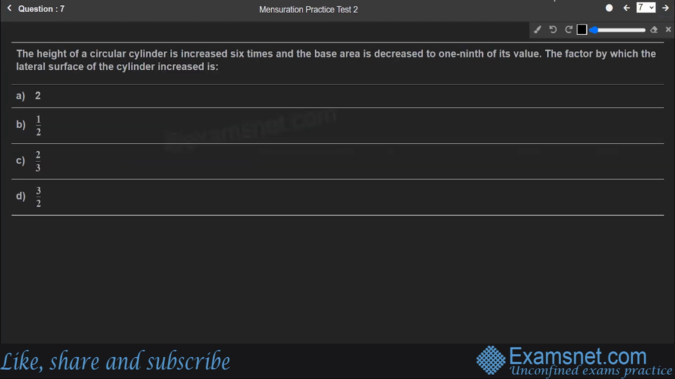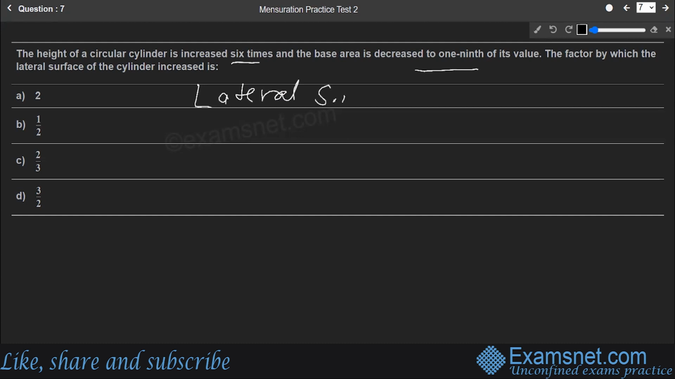Now, the height of a circular cylinder is increased 6 times and the base area is decreased to 1/9 of its value. These are the changes that have been done. The factor by which the lateral surface area of the cylinder will be increased, that's what we are supposed to calculate. Let us see the formula for the lateral surface area.